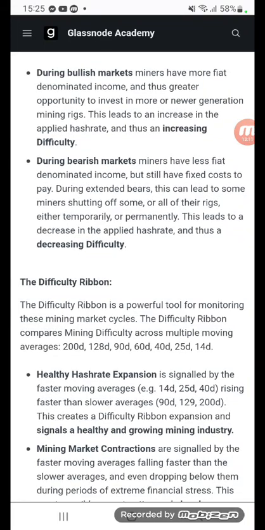During bullish markets, miners have more fiat denominated income and thus greater opportunity to invest in more or newer generation mining rigs. This leads to an increase in the applied hash rate and thus an increase in difficulty. During bearish markets, miners have less fiat denominated income but still have fixed costs to pay. During extended bears, this can lead to some miners shutting off some or all of their rigs, either temporarily or permanently. This leads to a decrease in the applied hash rate and thus a decrease in difficulty.